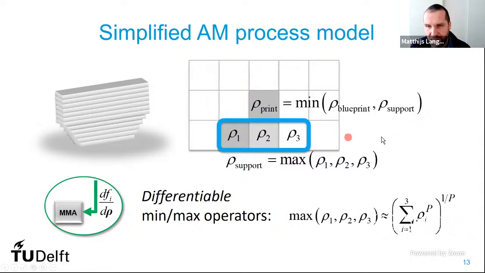Now, there's one caveat here I should mention. In the introduction, I told that the gradients are very important in this optimization process. So I should make sure that these max and min operators are actually differentiable. Otherwise, we do not have a proper gradient. So for that, we use these smooth approximations for the max and min operator.